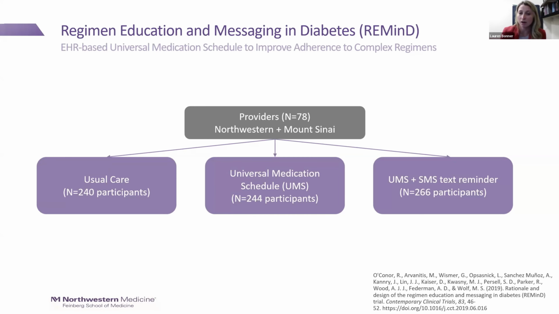There was a usual care arm, and then there was a universal medication schedule arm, or UMS. This incorporated an EHR tool that included things like med sheets with tailored prescription information. The third arm was the UMS plus text reminders, which were sent for 7 days after baseline, and then following any new prescription or a significant change in their regimen.